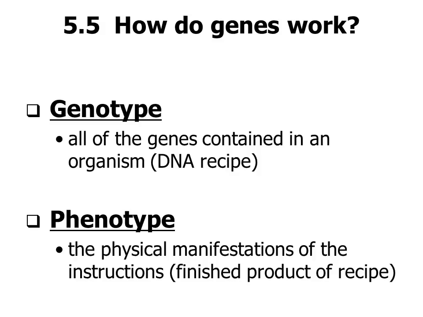Okay, so the genotype is going to be that DNA recipe for your cookies. The phenotype would be the actual cookies, the physical manifestation of the instructions. More examples. I have a genotype, a DNA recipe or gene for my hair color. That's the phenotype. Okay, I have a genotype, different genes, DNA recipe for my phenotype, blood type. I have a genotype, that DNA recipe for the phenotype that is if I am male or female.